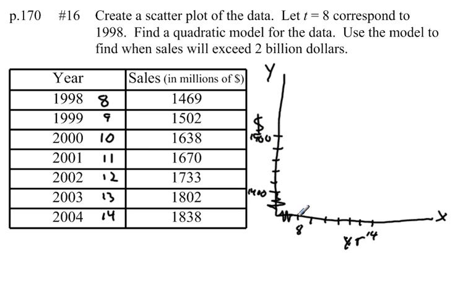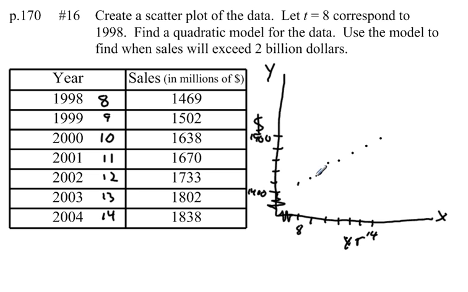So for the year 8, we have about 1,469. For the year 9, we have about 1,502. For the year 10, we have 1,638, which is somewhere up here. For the year 11, we have 1,670. For the year 12, 1,733. For the year 13, 1,802. And the year 14, we have 1,838. Okay, so there's our scatter plot.